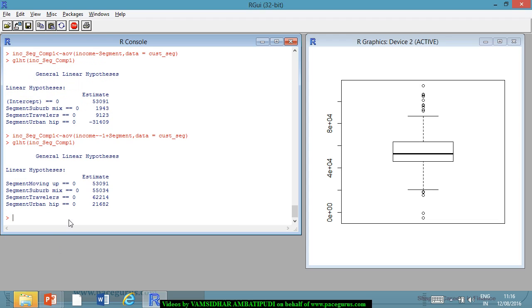So now it says these are the values. Segment moving up equal to 0, the estimate is 53,000. Segment suburban mix equal to 0 is 55,000. Similarly 62,000 and 21,000. So I am getting the mean of each one of them, and probably I can very well get the plot of this GLHT object. Whatever is the GLHT object that I have, I can create the plot of this entire thing.